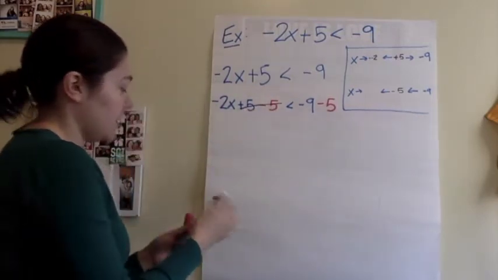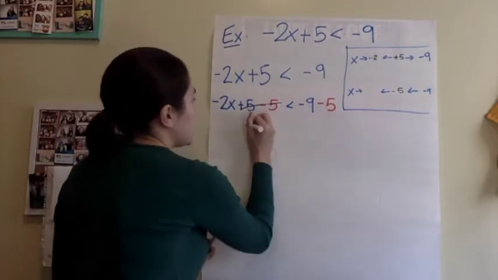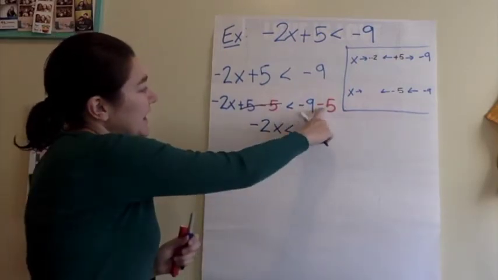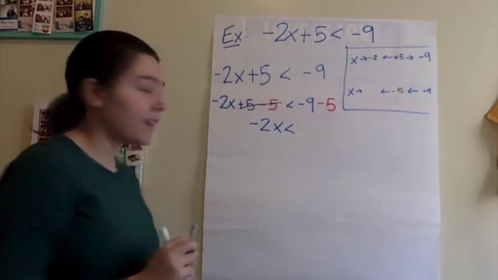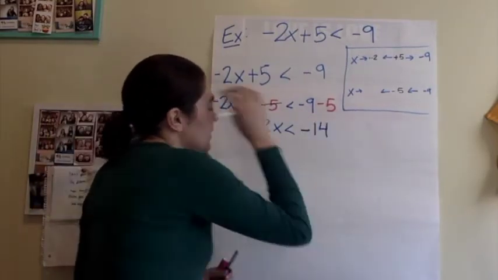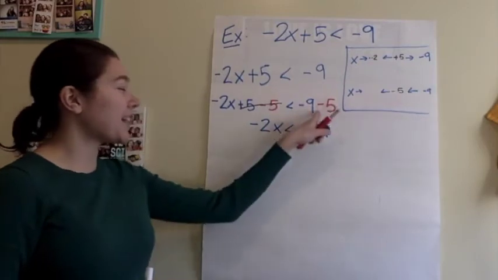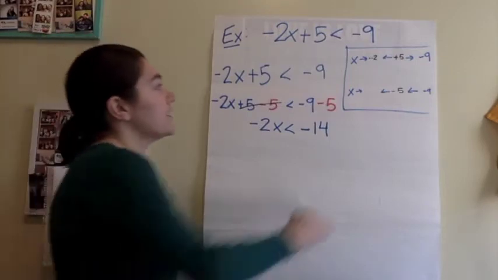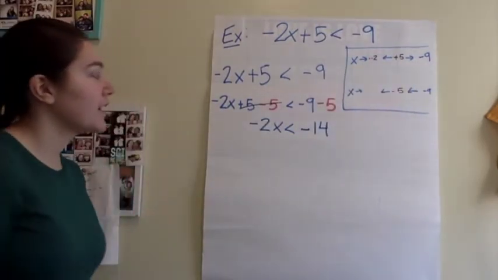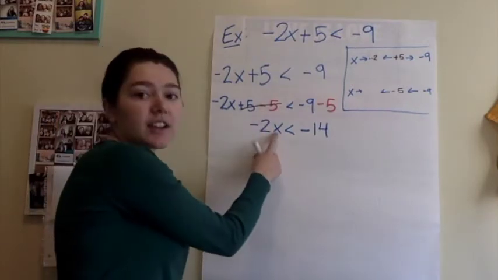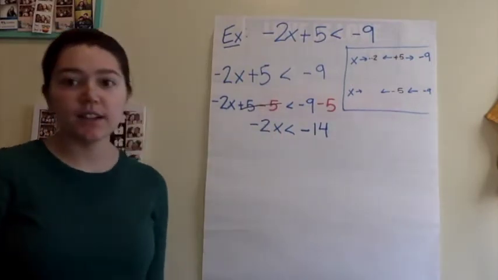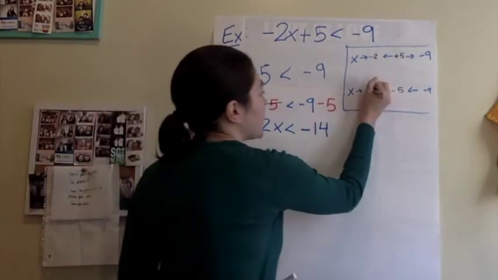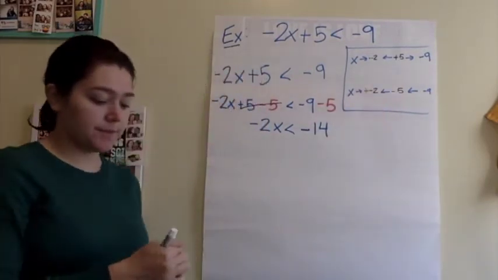And then on the left-hand side, I get negative 2 times x. And that's going to be less than whatever negative 9 minus 5 is. Negative 9 minus 5 is negative 14. Remember, that's the same thing as negative 9 plus a negative 5. So I've undone that adding 5 by subtracting 5. Now I have to undo what's currently happening to the x here. X is getting multiplied by negative 2. So I undo multiplying by negative 2 by dividing by negative 2. So that would be the second step. This is just keeping track of what I'm doing.